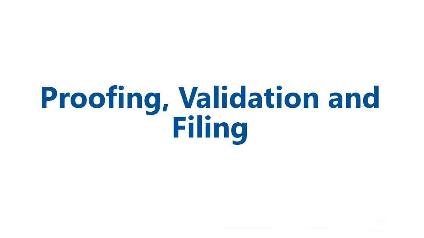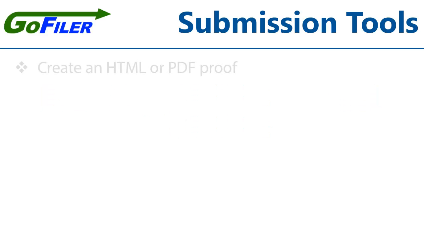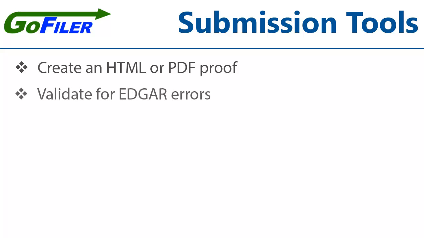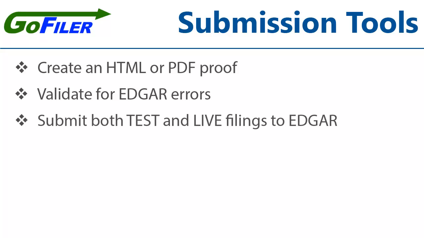And finally, proofing, validation, and filing. The software can provide a reviewer's proof in PDF or HTML. You can also check each filing for errors using the Validate function. Errors that will cause your filing to be suspended by the EDGAR system will be displayed in the logs. You can correct them prior to filing. When you're ready to file, you can submit test and live filings using the File function.